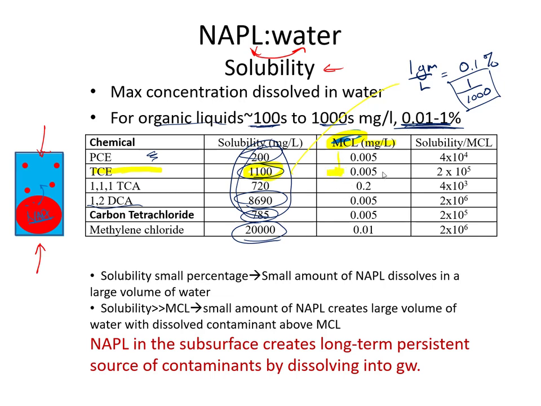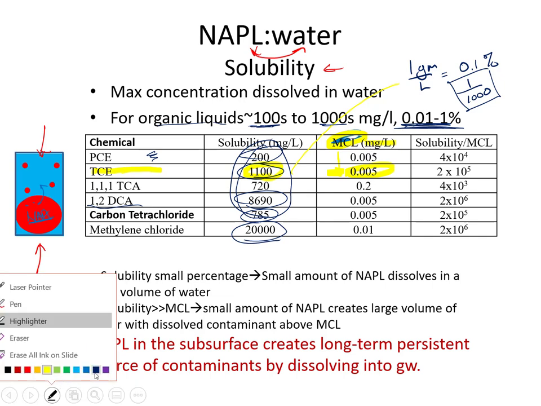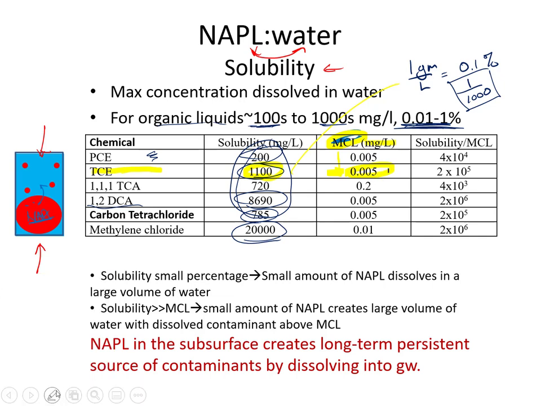So for TCE, it's 0.005 milligrams per liter. To put that in context, 1 milligram per liter is 1 part per million. So 0.005 is equal to, or I'm sorry, that's not right, five parts per billion.